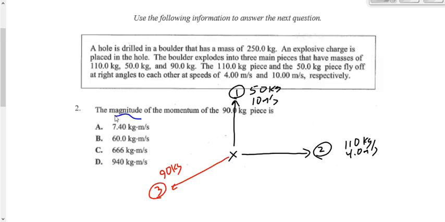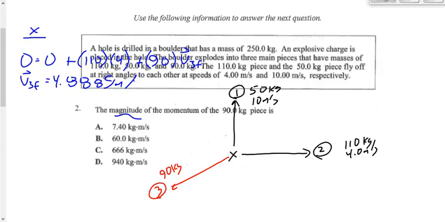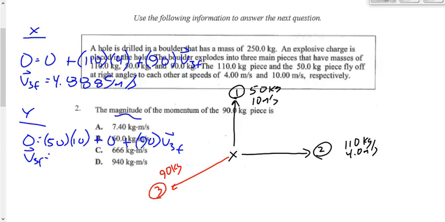Okay. X component. Zero initial momentum equals 50, object number one also has zero on the x-axis, plus 110 times 4, the x component of the second one, plus 90 times V3F. And V3F works out to be negative 4.888. The y component, we're going to say zero initial momentum equals 50 times 10 plus zero, because object number two is only x, plus 90 times V3F. And that works out to be negative 5.5555.